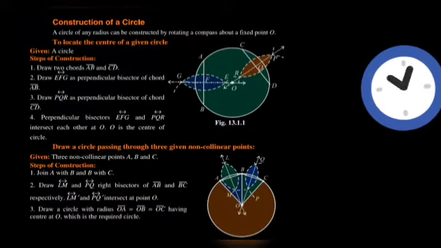First of all, let's discuss how to construct a circle. A circle of any radius can be constructed by rotating a compass about a fixed point O. This is the point we shall rotate the compass around to create a circle.